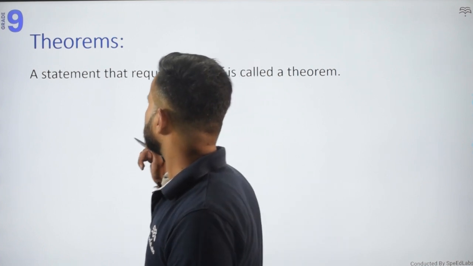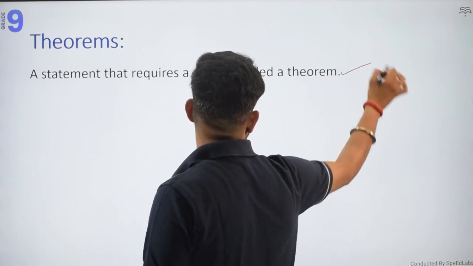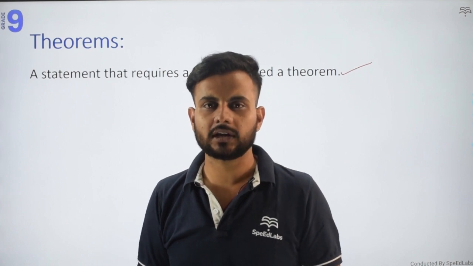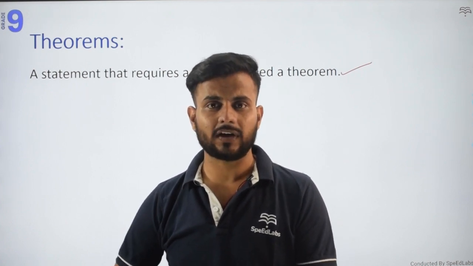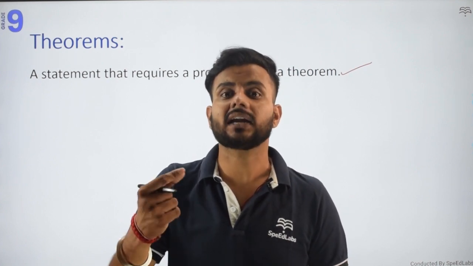Then you can see the theorem. A statement that requires a proof is called a theorem. What is a theorem? That which requires a proof, right? You have learned about a lot of theorems. They all have some proof as well. That's why they are known as theorems, because they are statements which require some proofs.